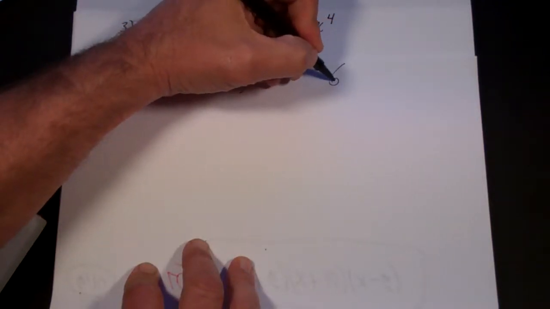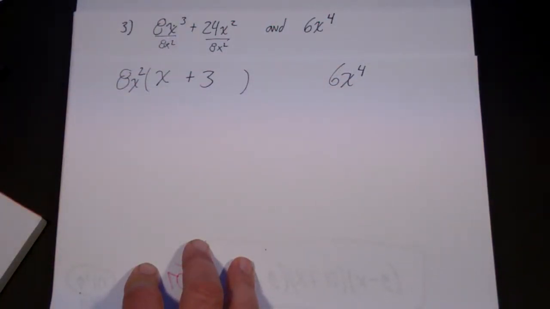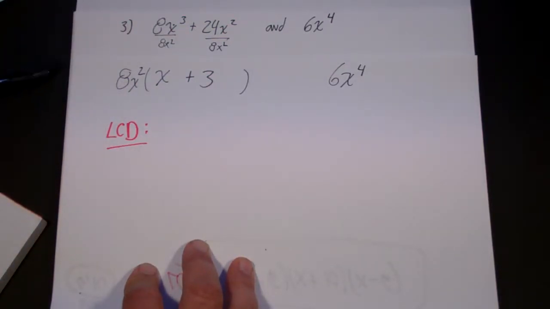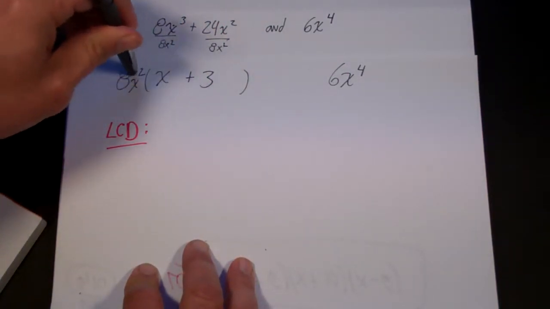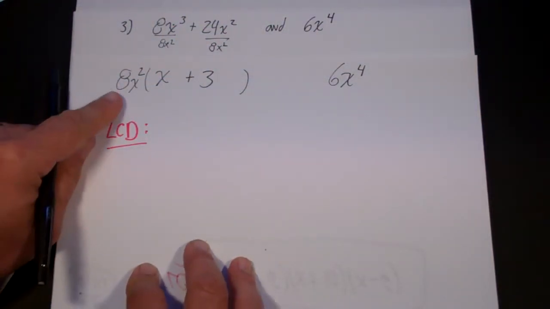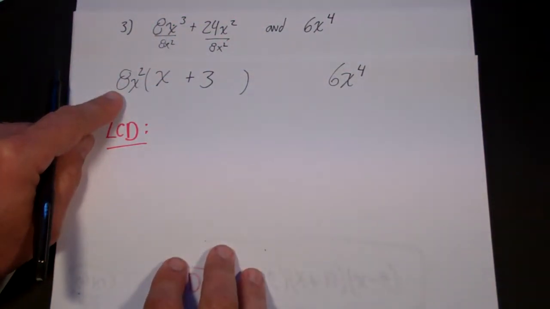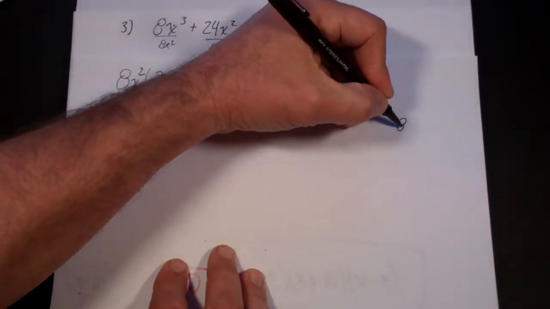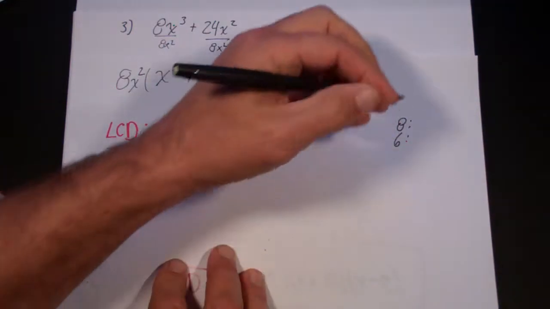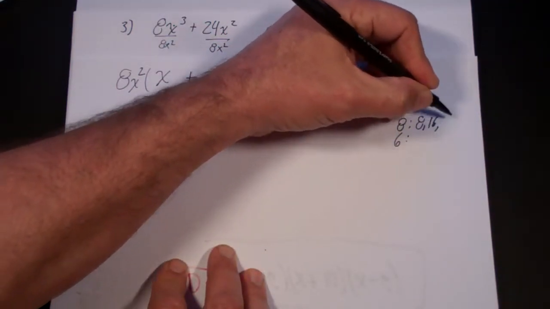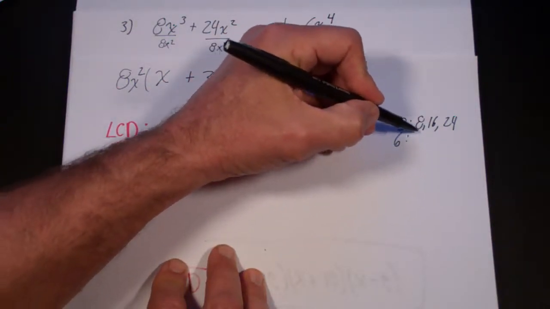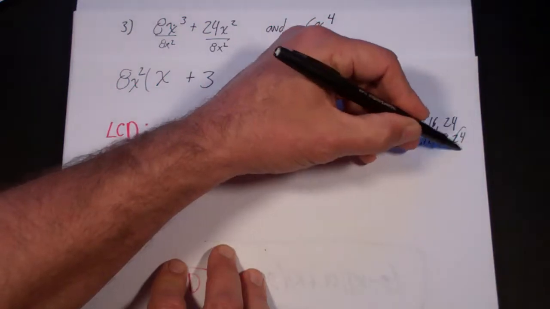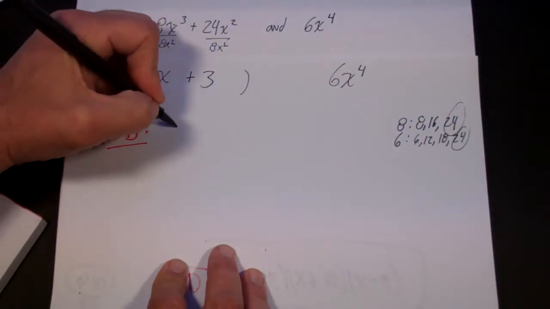The other one is 6x to the fourth. You don't need to factor that one. To find the LCD, whenever you have terms which are both compound and simple, first find the LCD of the simple terms. That's 6 and 8. The LCD might be 48, but I think there's a smaller number. Let's go 8 and 6. Write down the multiples of 8: 8, 16, 24. Oh, now I see it. The multiples of 6 are 6, 12, 18, and 24. So the LCD is 24.